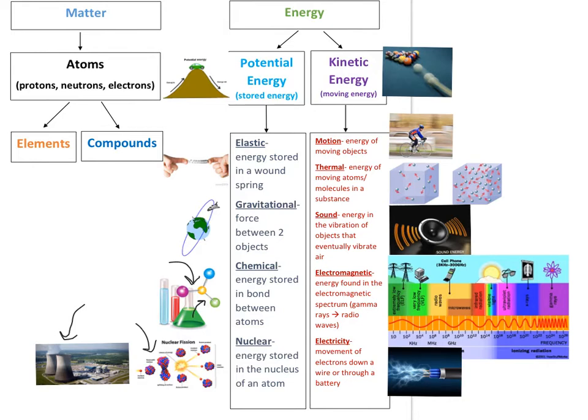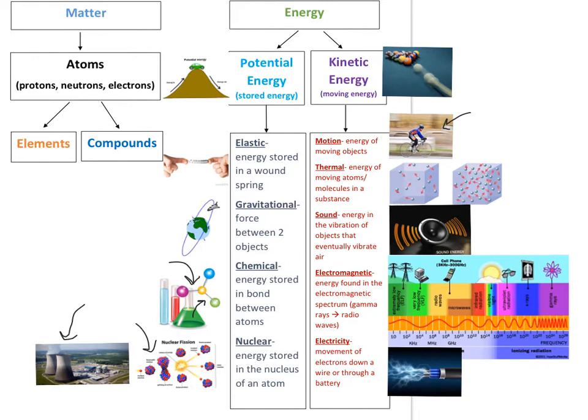Now on the other side of the energy spectrum, we have kinetic energy, or moving energy. Anything in motion has kinetic energy, and there are 5 major types of kinetic energy. The first type is pretty basic. It's motion energy. Anything in motion, like this bicyclist here, is in motion, so he has kinetic energy. Big things in motion have kinetic energy, or what we call motion energy.